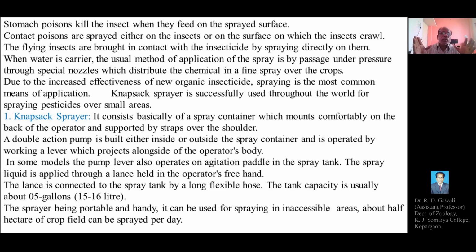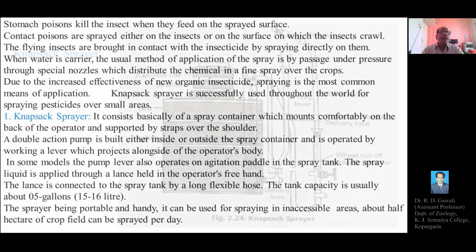It is a small, portable, handy spraying equipment, and it can be used for small scale spraying on a smaller crop area. About half hectare of the crop field can be sprayed per year.